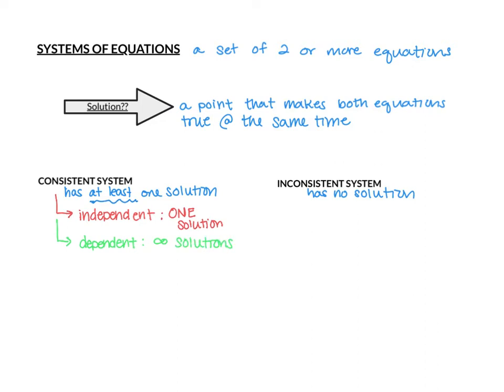Okay, so consistent system has at least one solution. There's two types, independent or dependent. Independent is one, dependent is infinite. Whereas inconsistent just means has no solutions. There's really no other option besides that. Well, let's look at solving systems by graphing, keeping in mind that a solution is a point that makes both equations true at the same time, and what it means to be the different types of solutions of systems, because we're going to look at that.